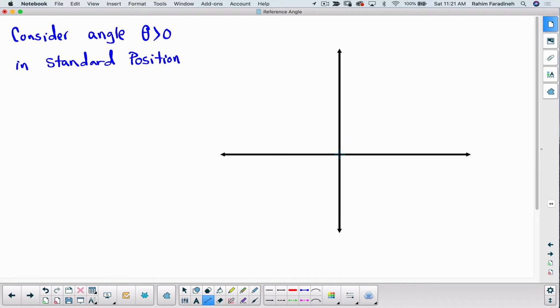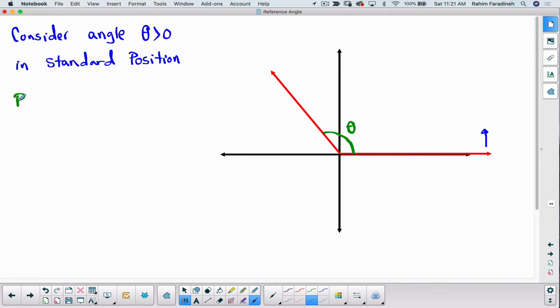Well, the vertex of the angle would be at the origin. The initial side will be on the positive direction of the x-axis, and the terminal side of the angle will be in the counterclockwise direction, meaning that in order to get theta greater than 0, we need to go counterclockwise for the terminal side. So this is angle theta.